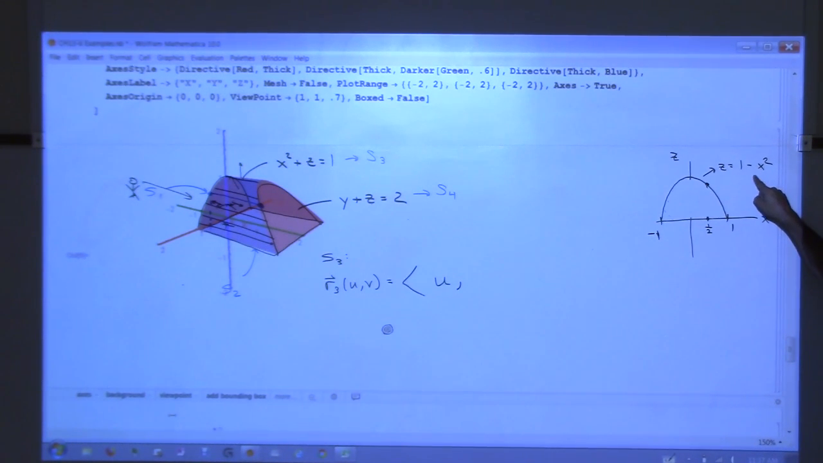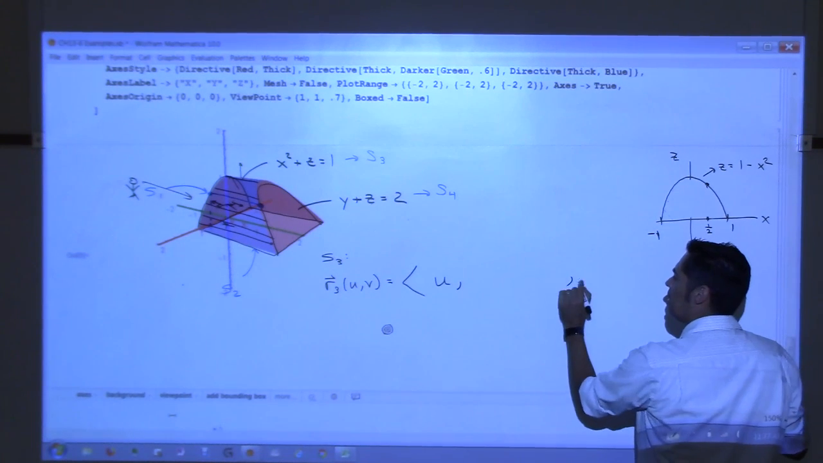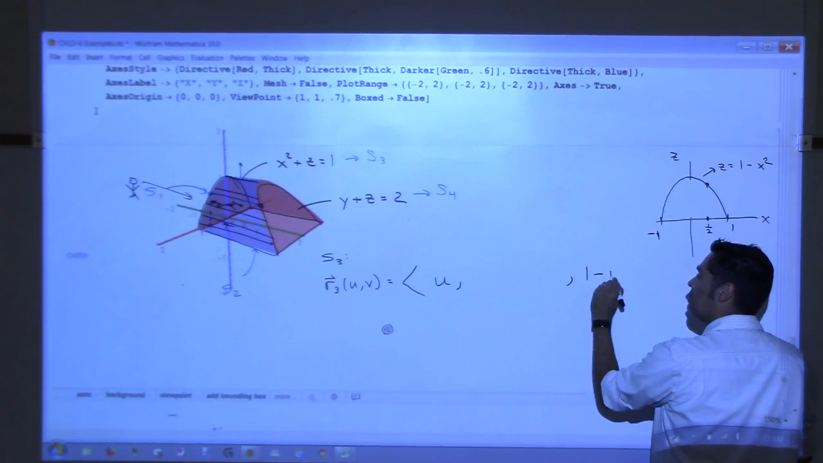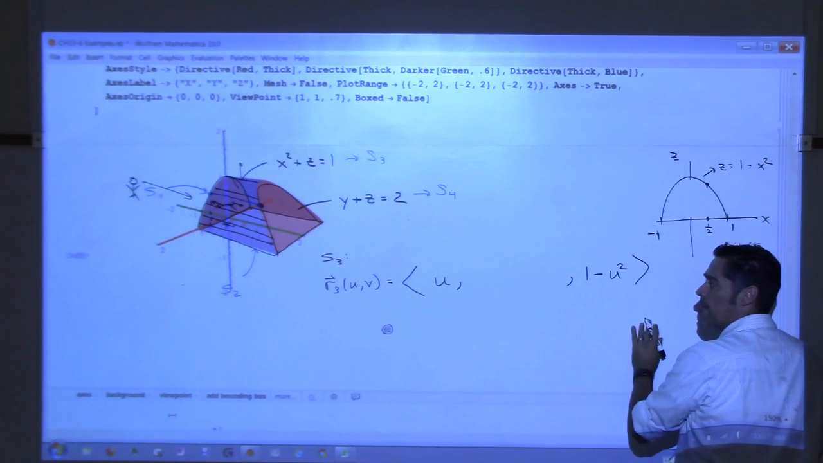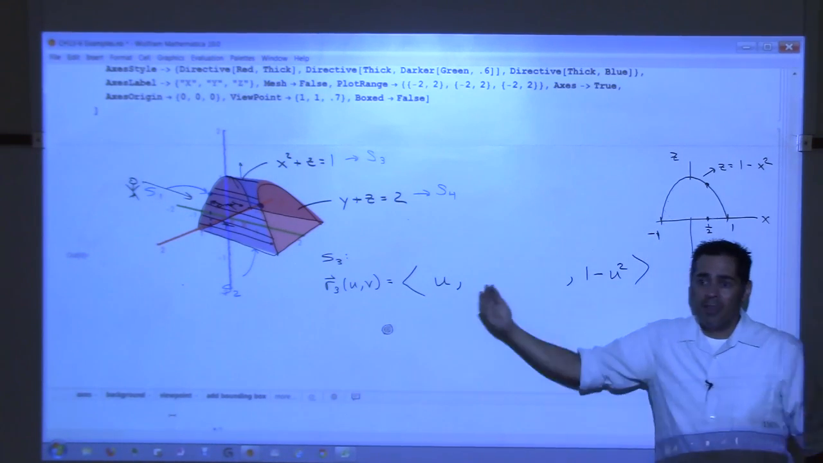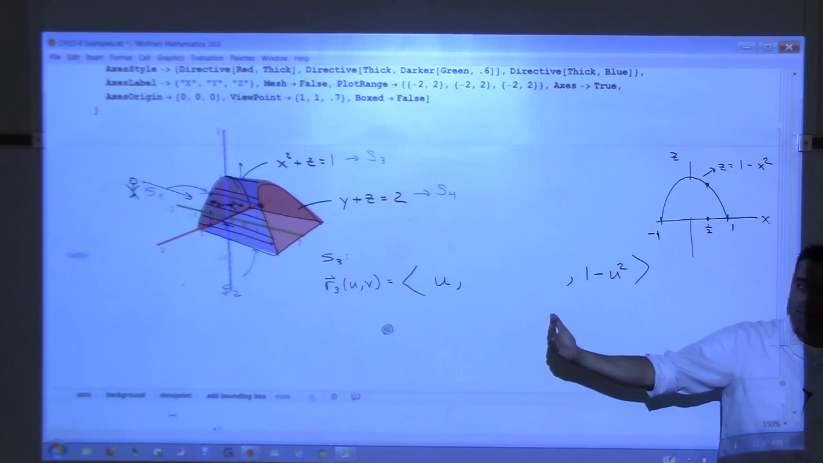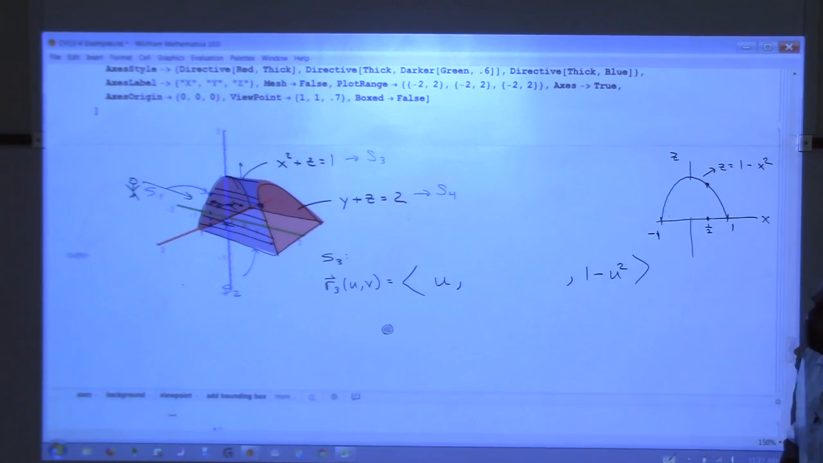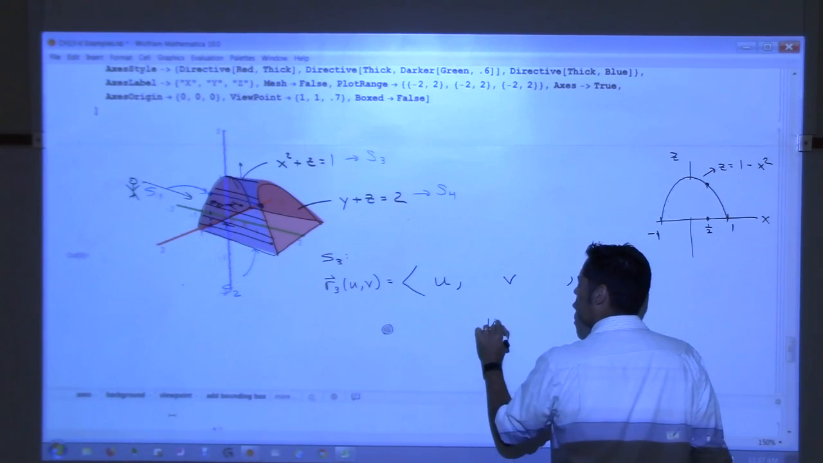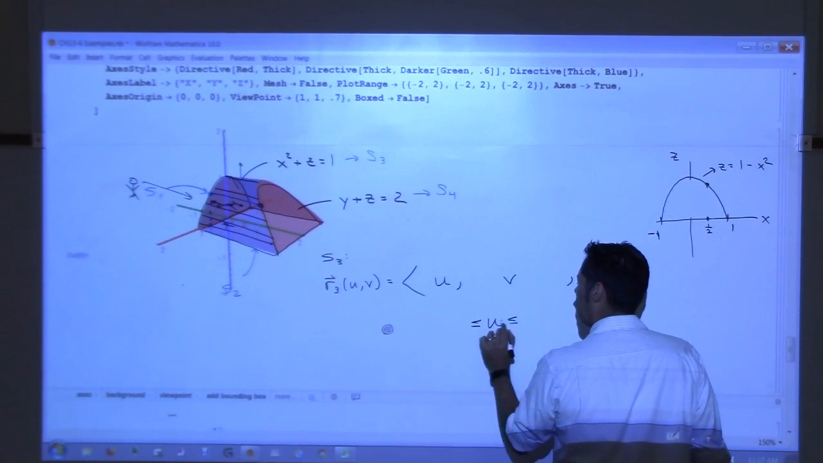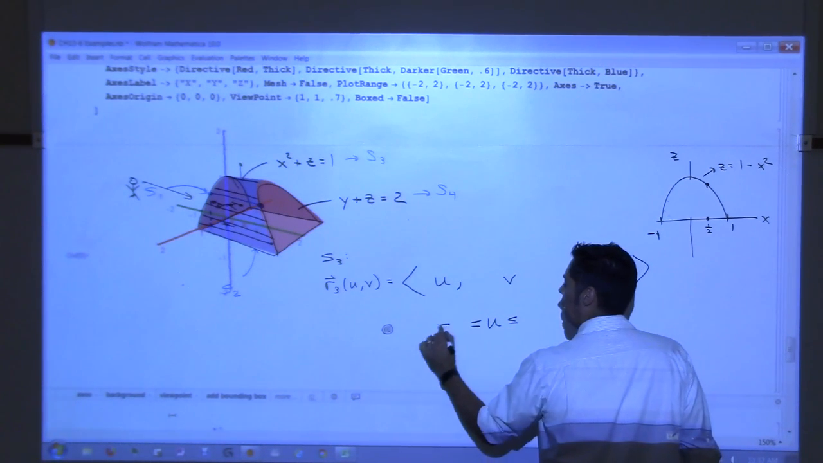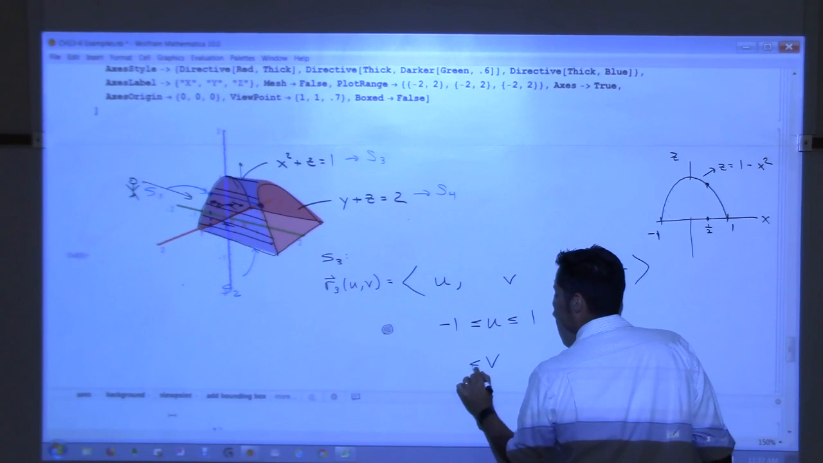1 minus x squared. Exactly, 1 minus x squared, because I have to get up on top of the parabola. I need to be there, not everything in between. So that means my z component needs to be 1 minus u squared. Understand? Now, it's my y value that I now need to let float back and forth between two things. And that y value, what are we going to call it? Why don't we call it v? Okay, what's my u stuck between? -1 and 1.